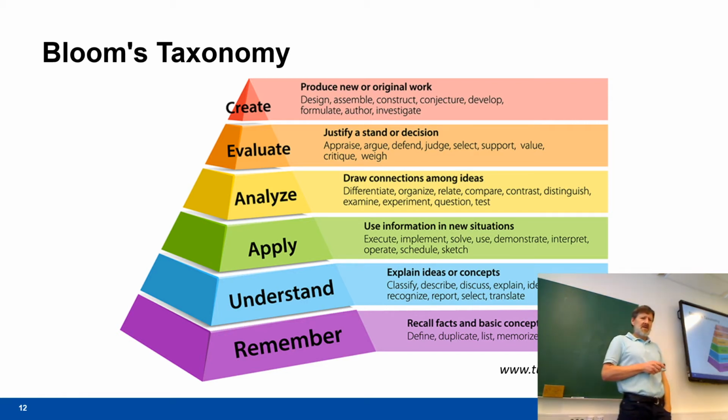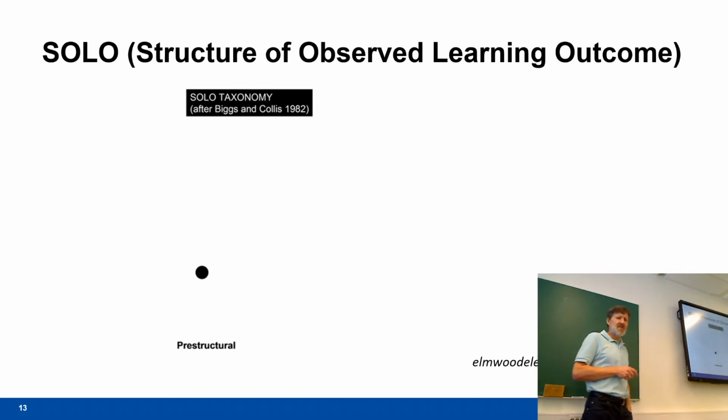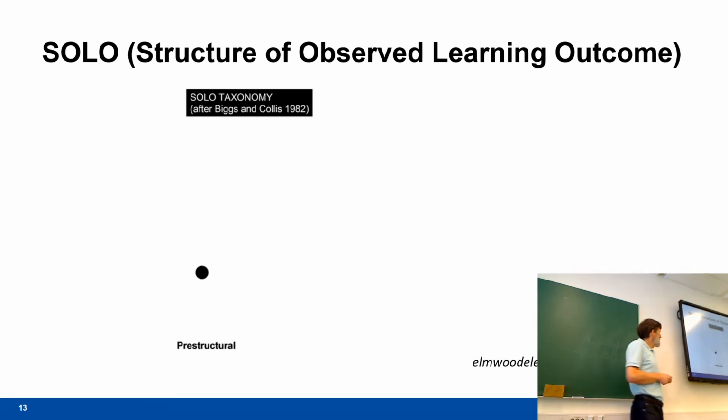There is another taxonomy that might also be interesting to know about. It's called SOLO, the structure of observed learning outcomes. So the idea here is that you have different levels of structure in your understanding. So in the beginning, when you came here, you didn't know much about serious games at all.